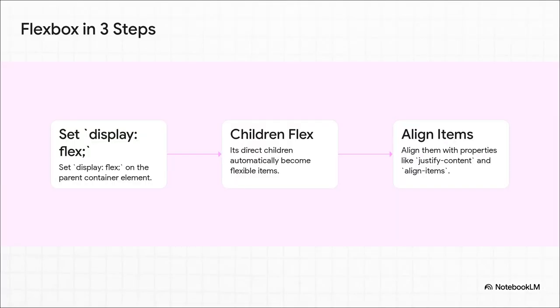And getting started is just incredibly straightforward. First, you tell a parent container, hey, you're a Flex container now. And boom, all the items directly inside it immediately become flexible little soldiers ready for your command. From there, you just use simple, easy-to-read properties to line them up and space them out perfectly. Stuff that used to take hours of pure guesswork.